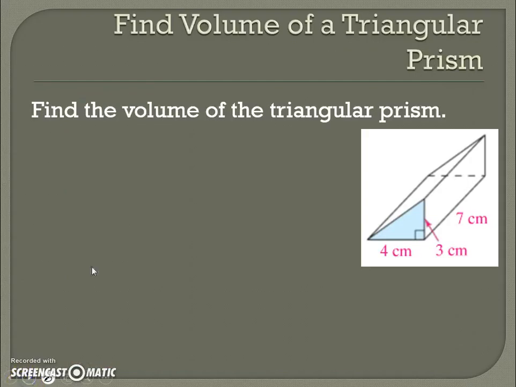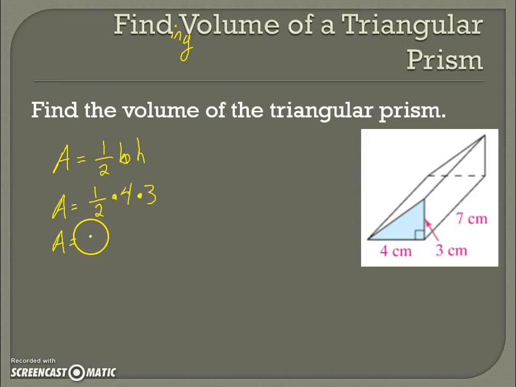Okay, so finding volume of a triangular prism. It says find the volume of it. So the first thing we have to do is find the area of the base. And you should know, but just in case you don't, to find the area of a triangle, it's 1/2 times base times height. So to find the area of this triangle, I'm going to have 1/2 times the base, which is 4, times its height, which is 3. And that equals, let's see, 2 times 3 is 6. So that is the area of the base.